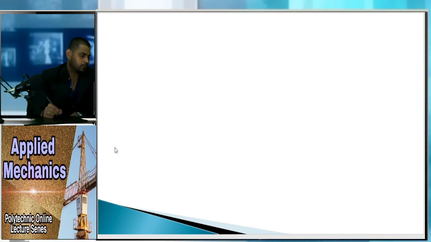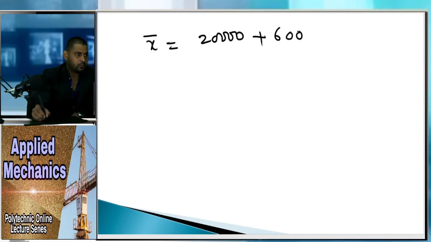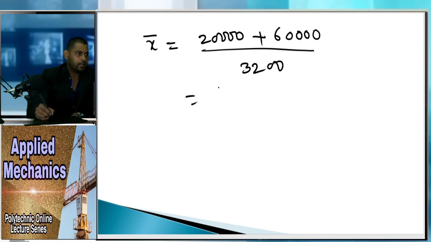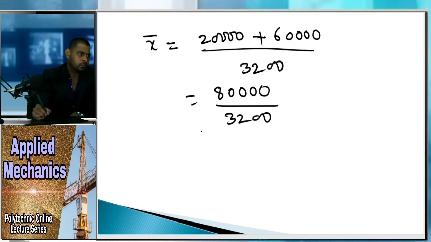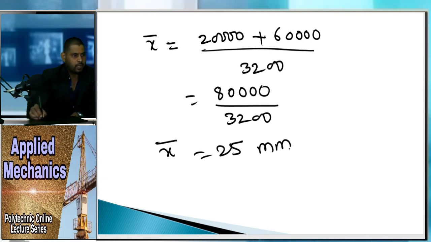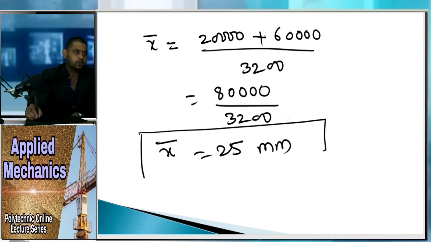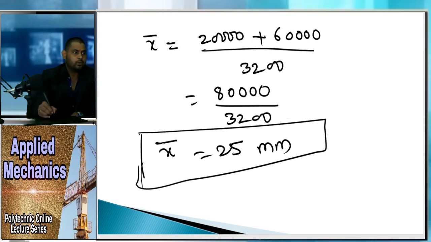So now do the calculation of this term. So you will get the value like this. x bar is equal to 20,000 plus 60,000 divided by 3200. Now again do the calculation of this term, that is nothing but 80,000 divided by 3200. Now you will get the value of x bar, that is nothing but 25 mm. So you have to do all this calculation in your calculator. Now you get the value of x bar.